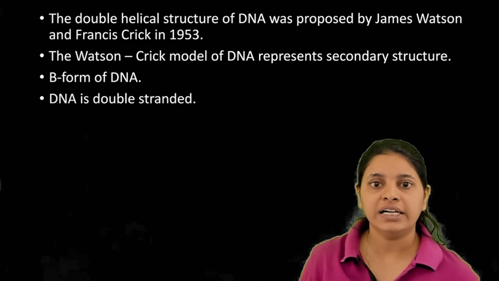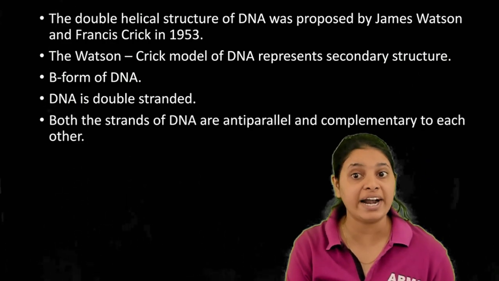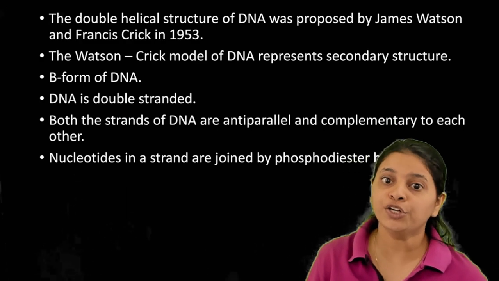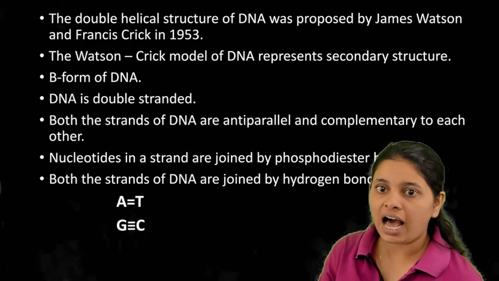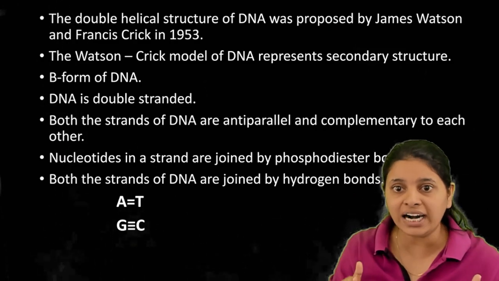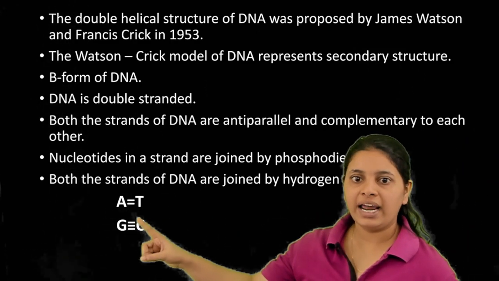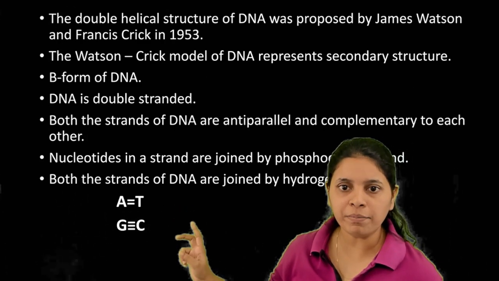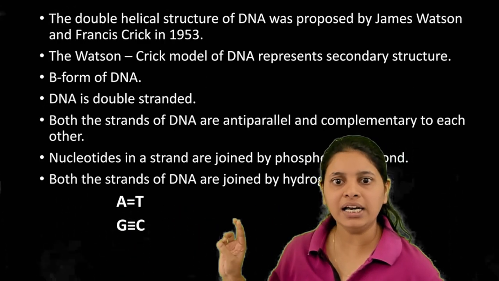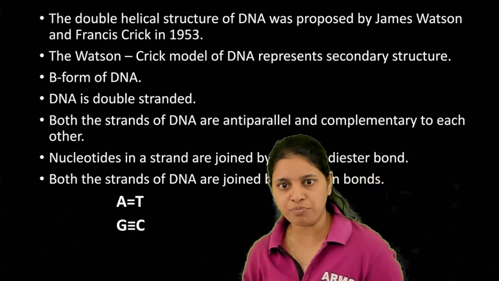Okay? DNA is double-stranded. Both the strands of DNA are anti-parallel and complementary to each other, right? Nucleotides in a strand are joined by phosphodiester bond, and both the strands are connected by hydrogen bonds. So, A and T pair up by 2 hydrogen bonds and G and C pair up by 3 hydrogen bonds. Also, there is one more interesting point here.